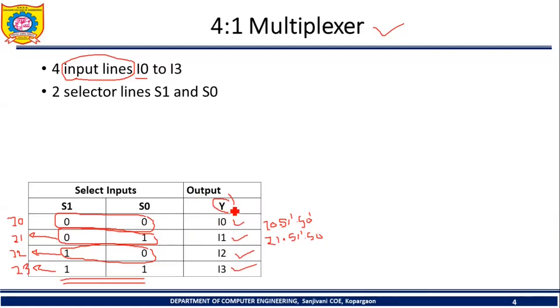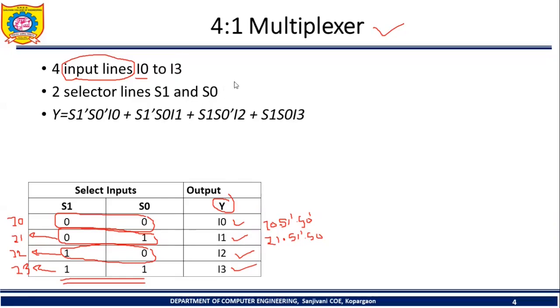So see, final expression for this output y will be like this. So y is equal to, okay, so this particular term. This particular expression has been derived from this table only. So you just try to obtain the remaining two terms for the last two rows, so that you will get the final logical expression for this output y.